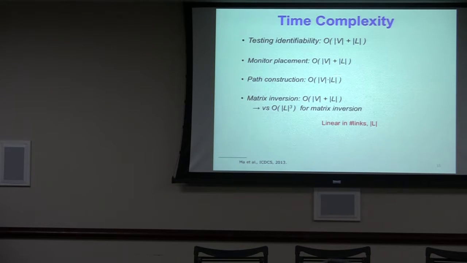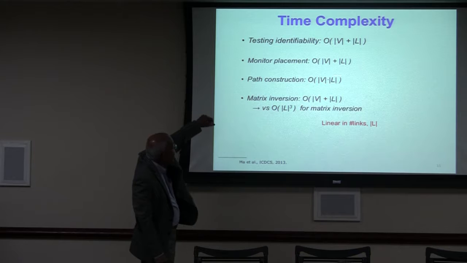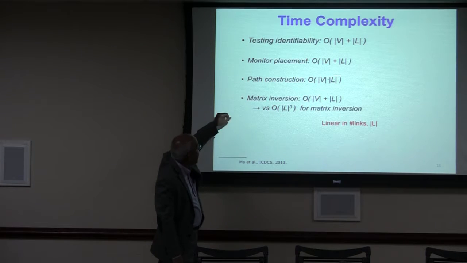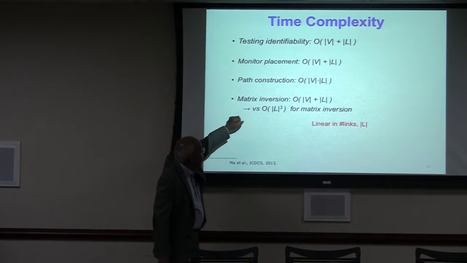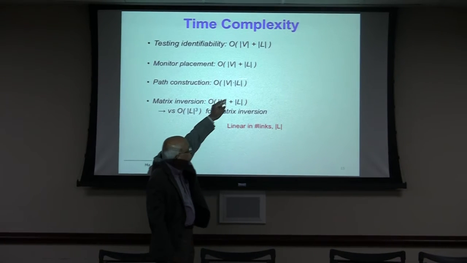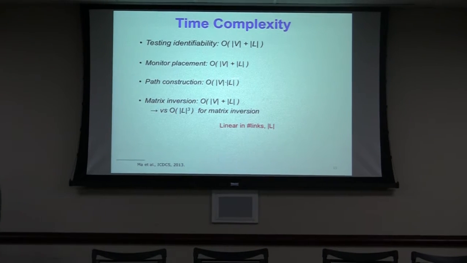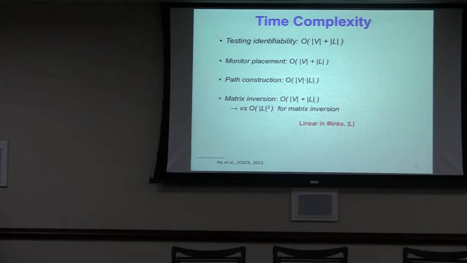Okay. So the time complexity of all of this is linear in the number of unknowns, and the number of unknowns is the number of links. So identifiability is linear in L. Monitor placement is also linear. Path construction is a little bit more expensive: it's V times L, not V plus L, but still linear in L.